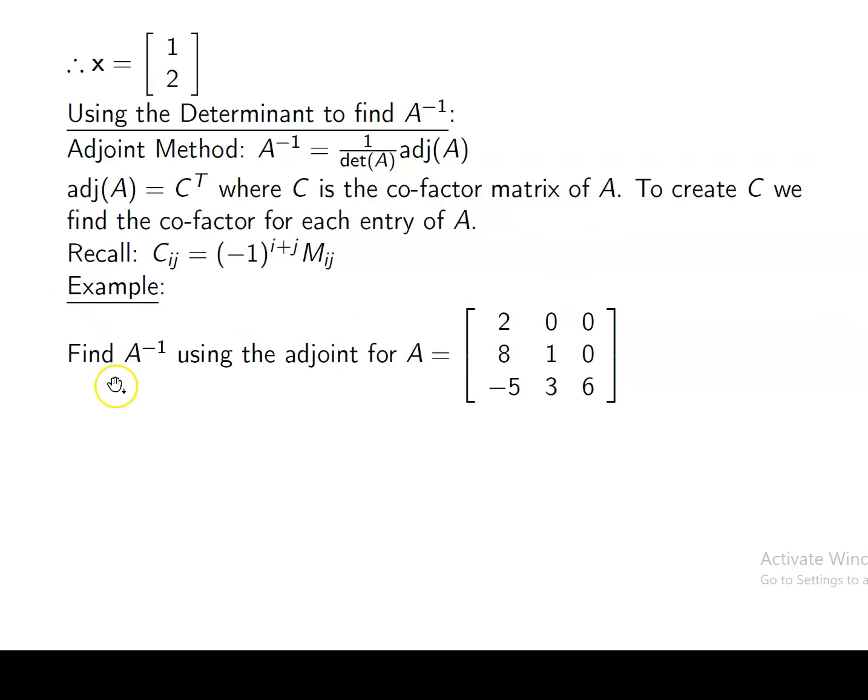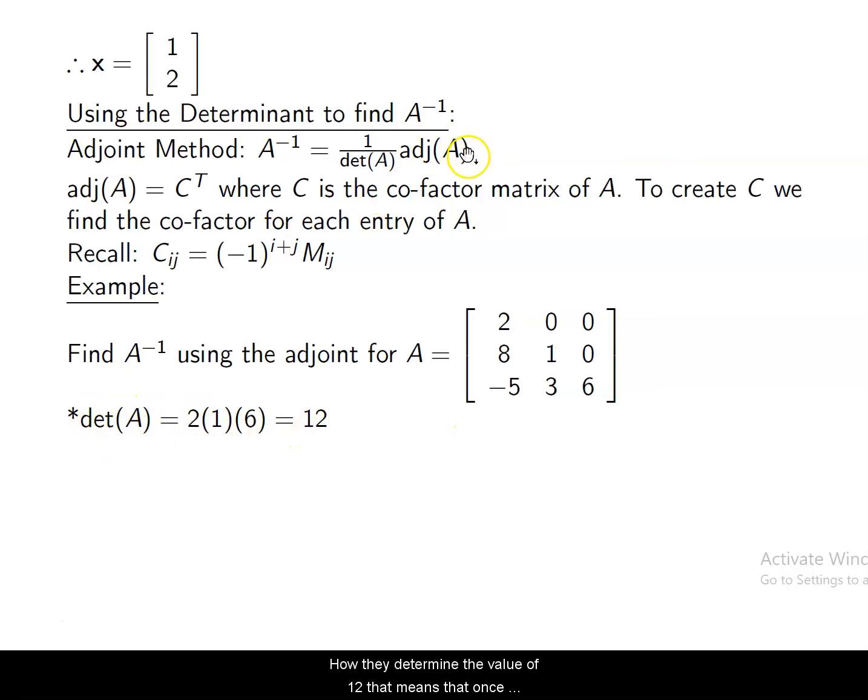Okay, find A inverse using the adjoint for A. Here we have a lower triangular matrix. That makes it easy for us to find the determinant. Obviously, the determinant is 12, right? 2 times 1 times 6, because that's how diagonal and triangular matrices work. So the determinant of A is 12.